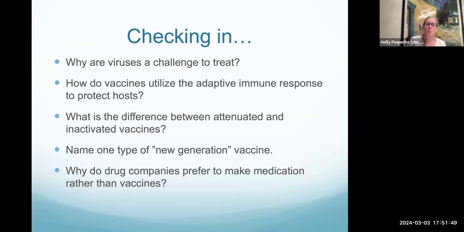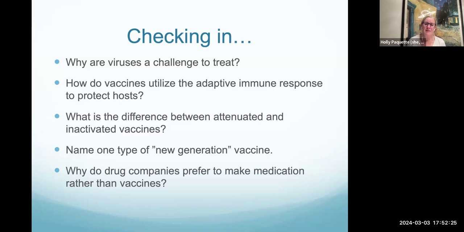So our first question is, why are viruses a challenge to treat? Viruses are a challenge to treat because they're intracellular pathogens. They replicate inside of our cells. And so when we try to target them, we could be hurting our cells. Question number 2, how do vaccines utilize the adaptive immune response to protect hosts? Remember, vaccines trick the adaptive immune response to make these memory cells for this given disease without you actually getting sick from the disease. So that's a really cool feature of vaccines.